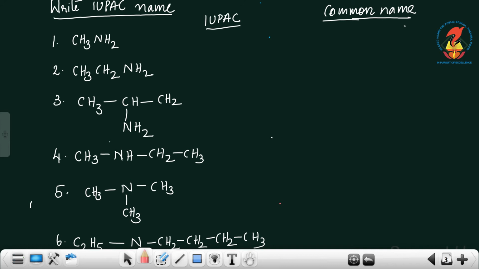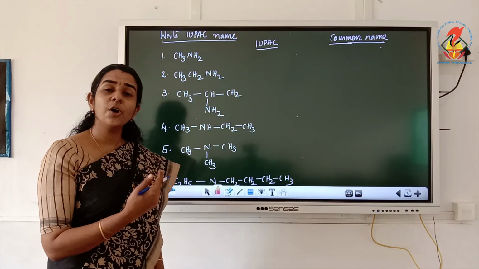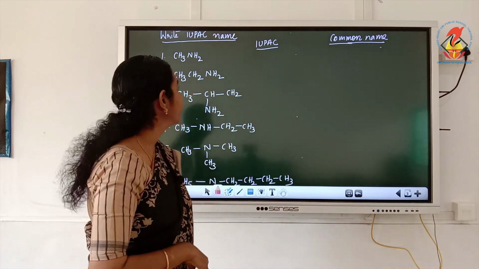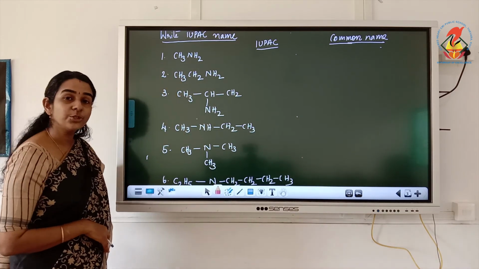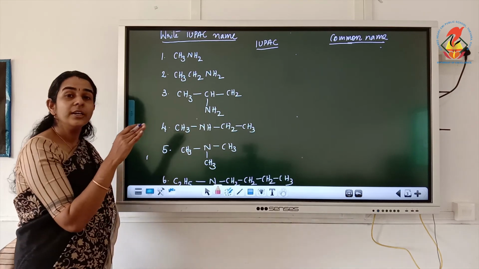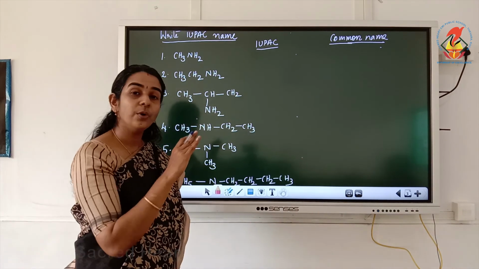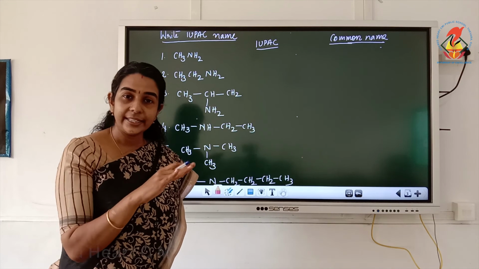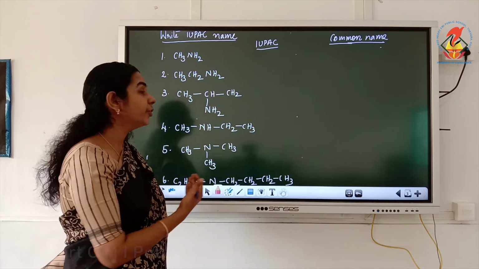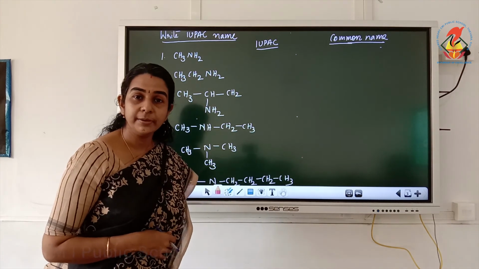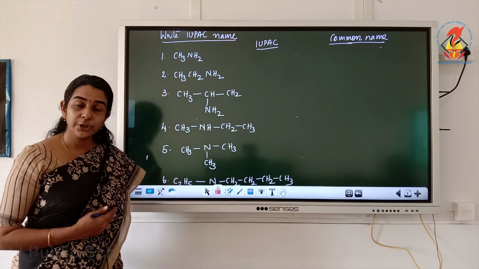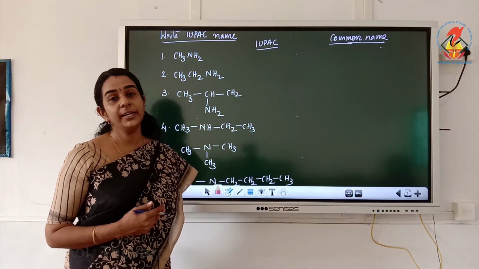Now the question is to write the IUPAC names of different compounds, and we will see the common names of a few compounds also. So see the first one, it is CH3NH2. The rule is the same for all the functional groups. Select the longest carbon chain, write the word root, then number the carbon atoms in such a way that the functional group gets the lowest possible number.